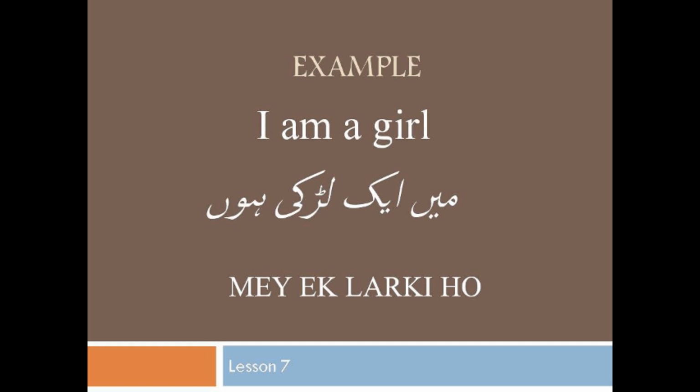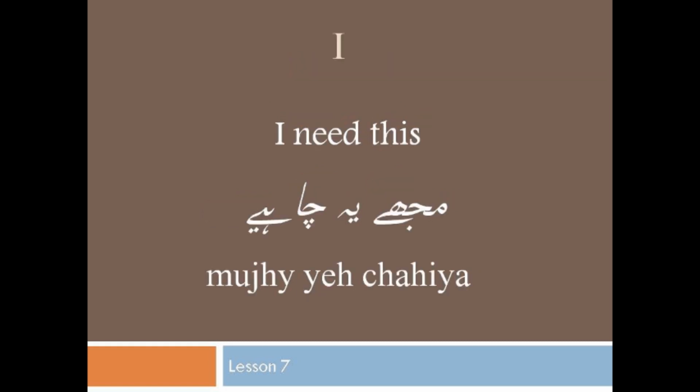मैं एक लड़की हूँ. Also a different way to say I in Urdu, which is मुझे. Repeat after me. मुझे. So the sentence I need this or I need that in Urdu is मुझे ये चाहिए. Repeat after me. मुझे ये चाहिए. Notice that you can't use मैं in this sentence. It will become very odd if you say मैं ये चाहिए. You just have to be very careful with using मैं and मुझे in your sentences.